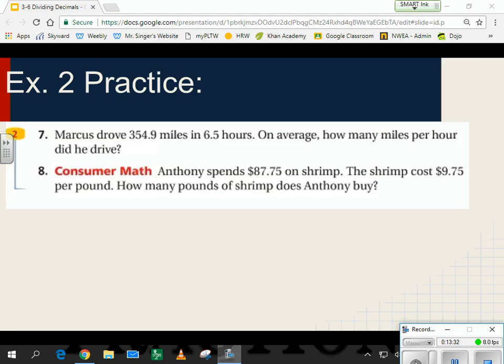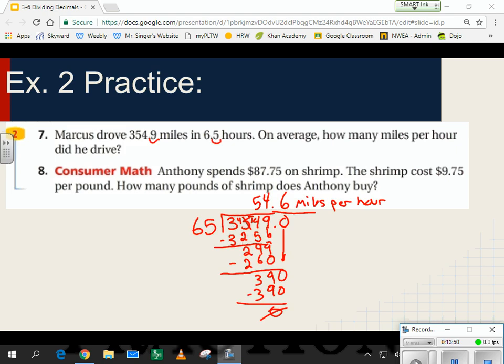All right, I want you to try number 7 on your own. Go ahead and deal with Marcus driving 354 9/10 miles over 6.5 hours. See if we can figure out how many miles per hour Marcus was actually traveling, how fast. Come back when you're done. If your answer was 54 and 6/10 miles per hour, you found Marcus's average speed. So obviously he wasn't speeding over that 6.5 hours if that's the speed he was going.